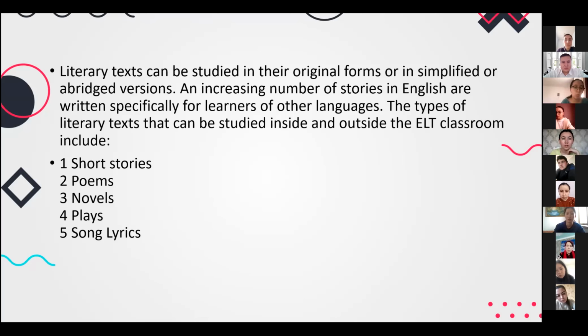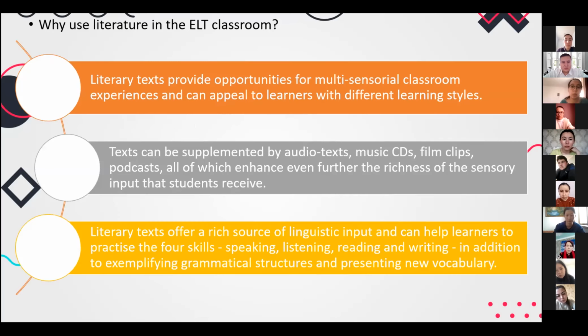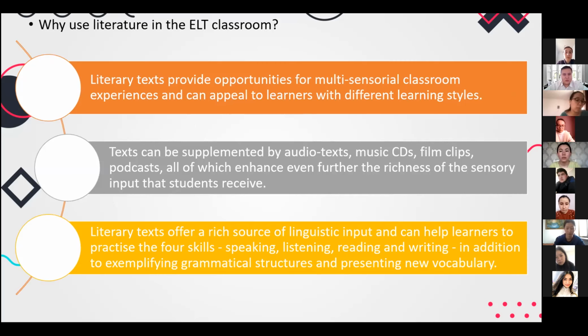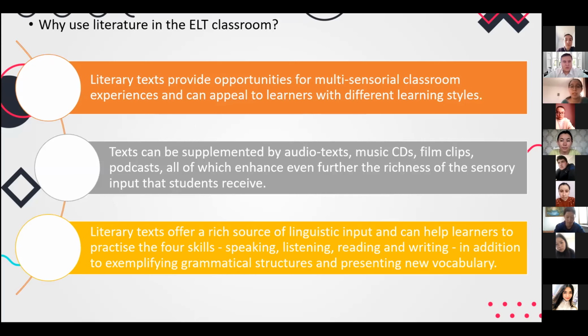And there is one question: why do we use literature in the English language teaching classroom? Literary texts provide opportunities for multi-sensory classroom experiences and can appeal to learners with different learning styles. Texts can also be supplemented by audio texts, music, CDs, and film clips, all of which enhance even further the richness of the sensory input that students receive. Literature can also help learners to develop their understanding of their culture, awareness of difference, and to develop tolerance and understanding.